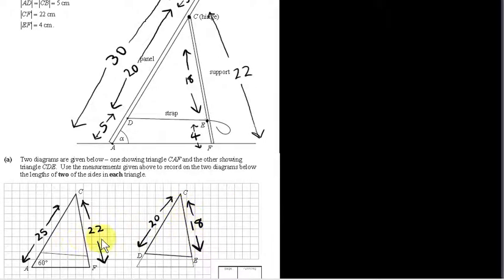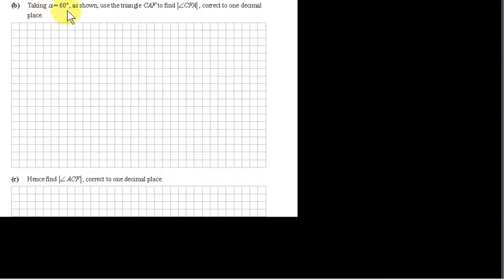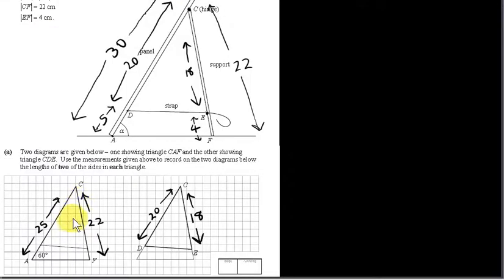So that's what we had to do. Mark two distances on each of these triangles, triangle CAF and triangle CDE. Taking alpha equals 60 degrees as shown, use the triangle CAF to find angle CFA, correct to one decimal place. Angle CFA is this angle here. CF is one arm, FA is the other arm.